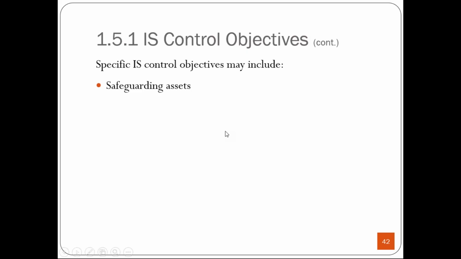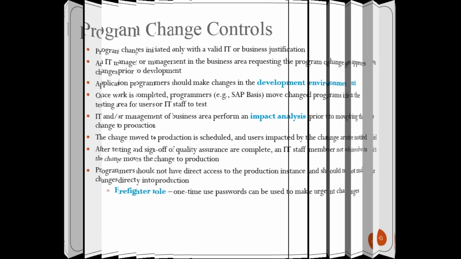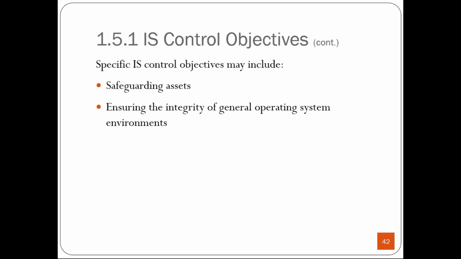Okay, let me back up a minute. These are some of the information systems. These are some of the control objectives that we have under IT. One of them is safeguarding assets. We've talked about that. Ensuring the integrity of the operating system. The operating system is really, really important.